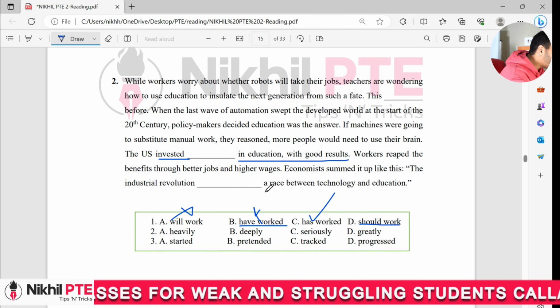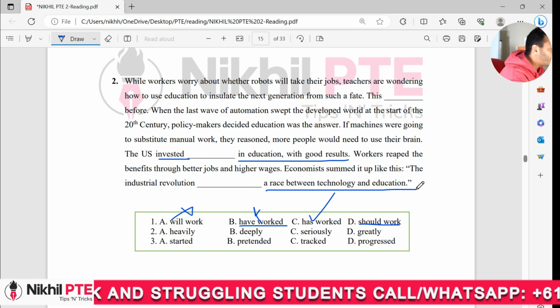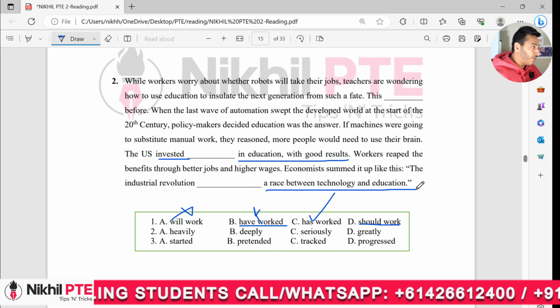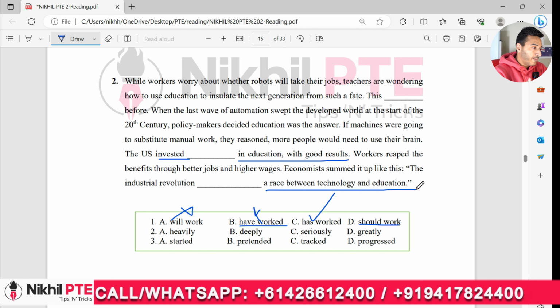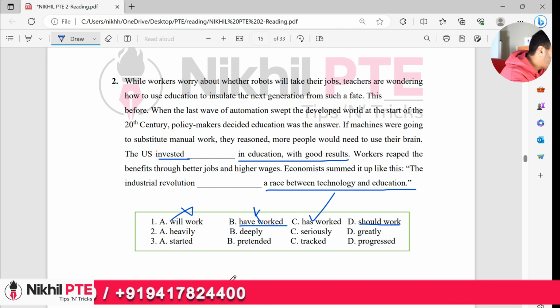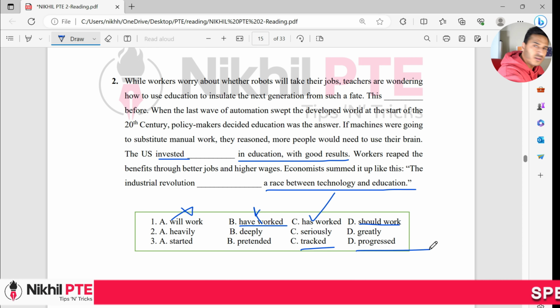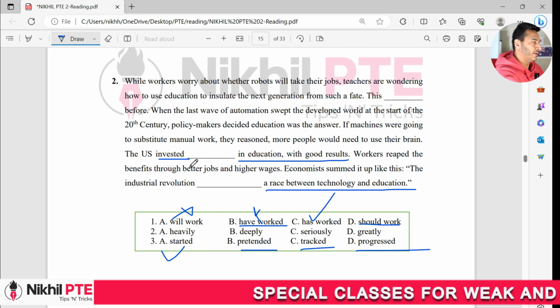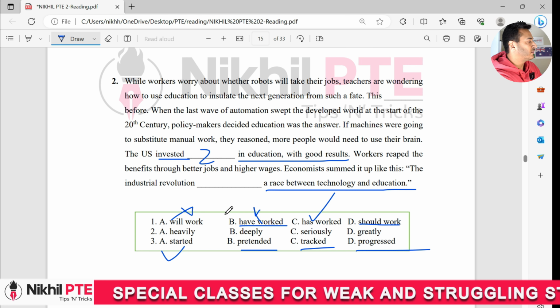So what will be the right answer, so that you can understand. Here we are talking about a race between technology and education. Race. Just make some connection with your real life. Here we can track a race. No. Progressed. No. Pretended. No. Answer will be started. So you can write down your second answer in the comment.